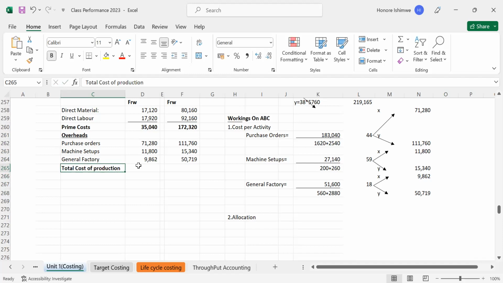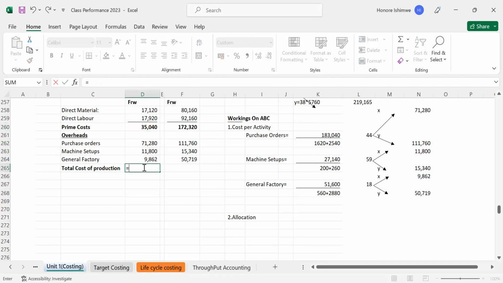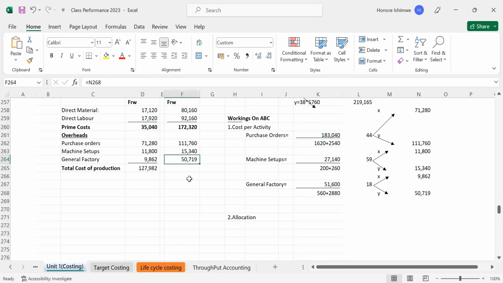My total cost of production will be this one plus this one, plus also this one, plus also this one. So this will be my total cost of production.